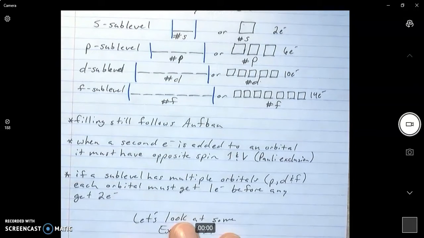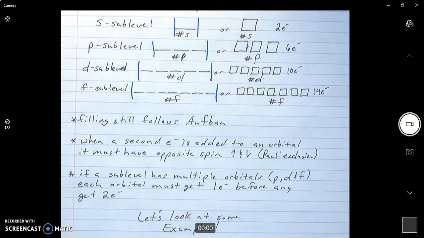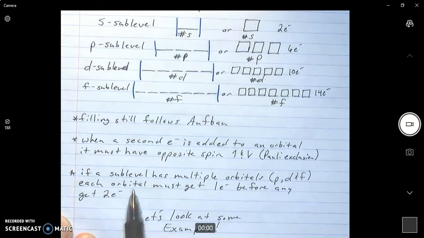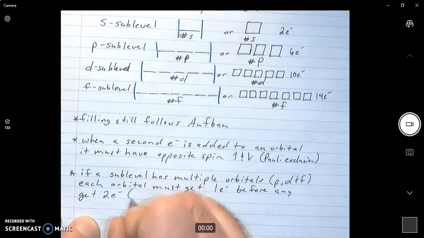Now, we're still going to fill up our sublevels that are now expanded to show their orbitals, according to the Aufbau principle. So we're still going to do the filling order. If a second electron is added to any orbital, then you need to make sure it has opposite spin. That's called the Pauli exclusion principle. In other words, you draw 1 up and 1 down arrow, never 2 positives or 2 negatives. What that would mean is that they're both at the same spot at the same time, and that's impossible. And then finally, if a sublevel has multiple orbitals, which would be the P, the D, and the F sublevels, each orbital must get a single electron before any gets 2. That's called Hund's rule.